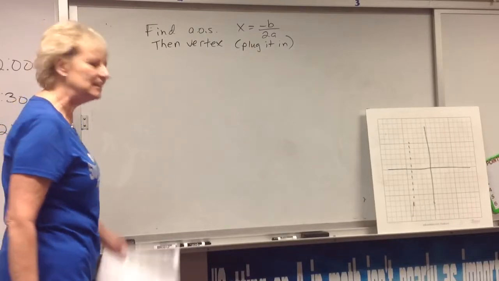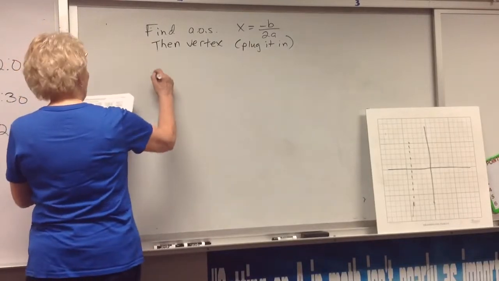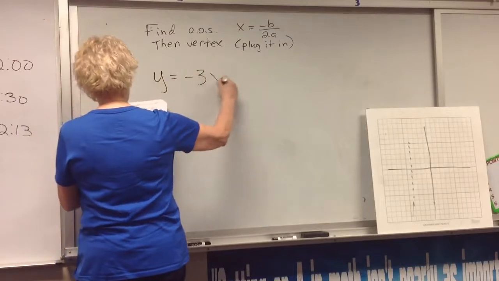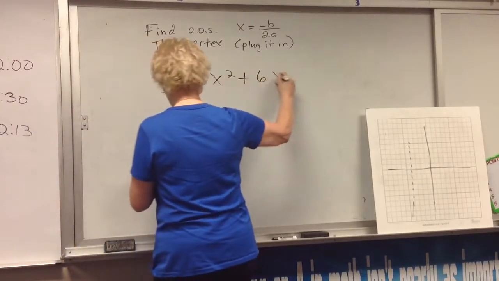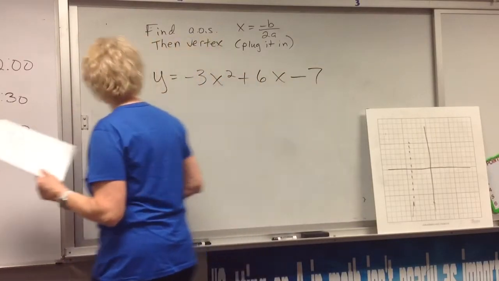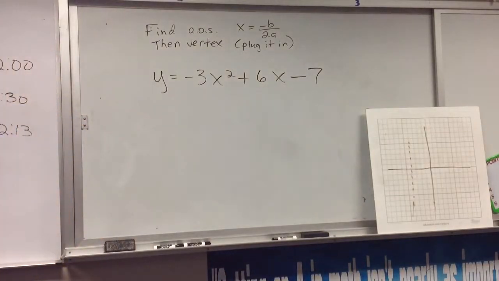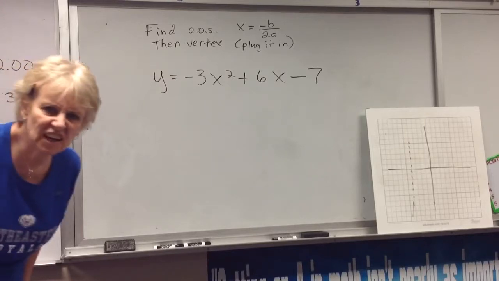All right, y equals negative 3x squared plus 6x minus 7. Find the axis of symmetry and find the vertex. You should be trying this at home.